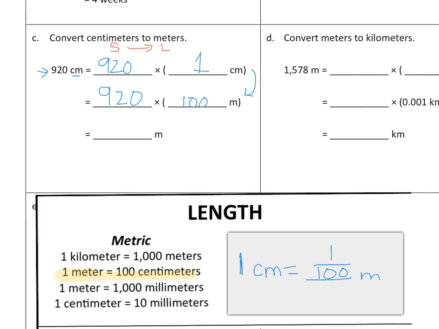1 centimeter is not 100 meters. 1 meter is 100 centimeters. So this is actually going to become a fraction. It's going to become 1/100th. And now we're going to go ahead and multiply 920 times 1/100th.